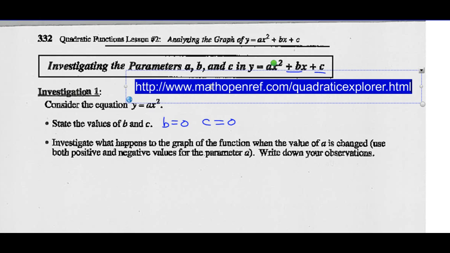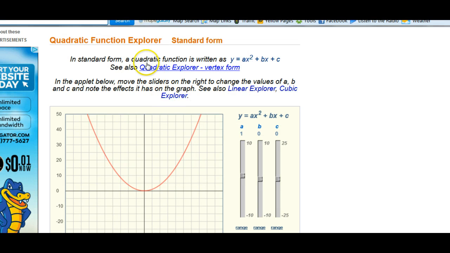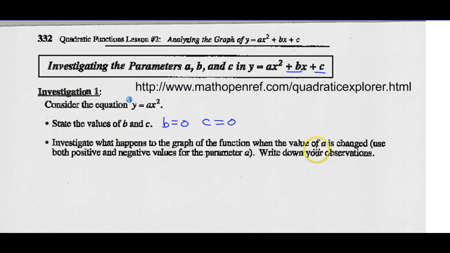So this is a website on the internet that helps us explore the parameters of this parabola. Copy and paste that into a web browser, and we get this nice quadratic function explorer in standard form: y equals ax squared plus bx plus c. They told us to let b and c equal 0, so we've done that, and a is 1, and they wanted us to investigate what happens to the value of a.